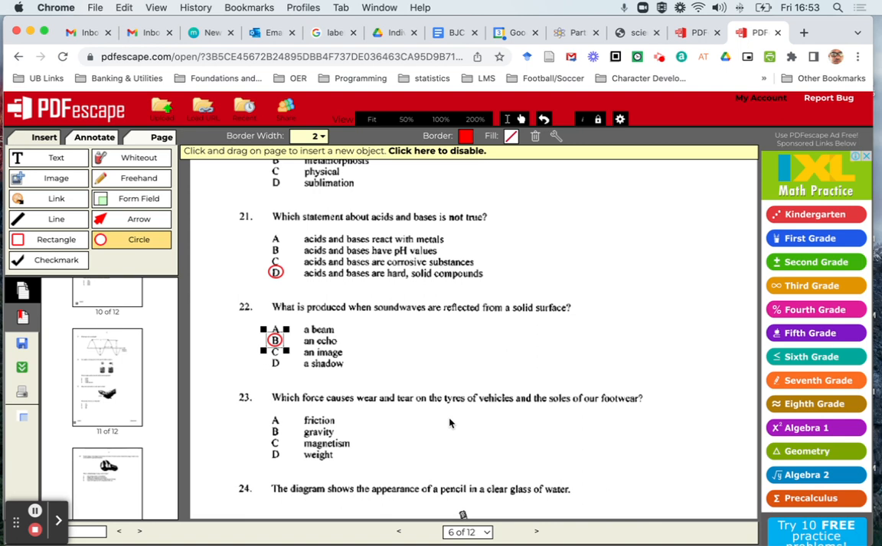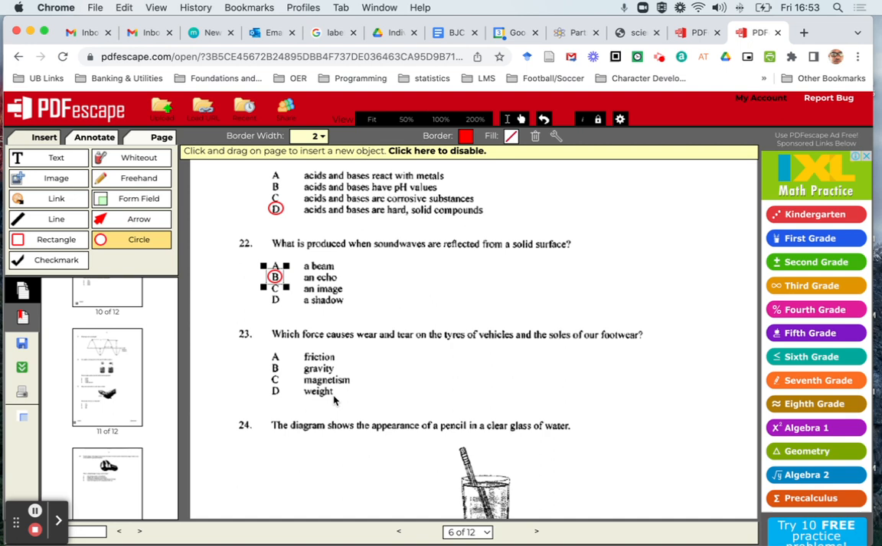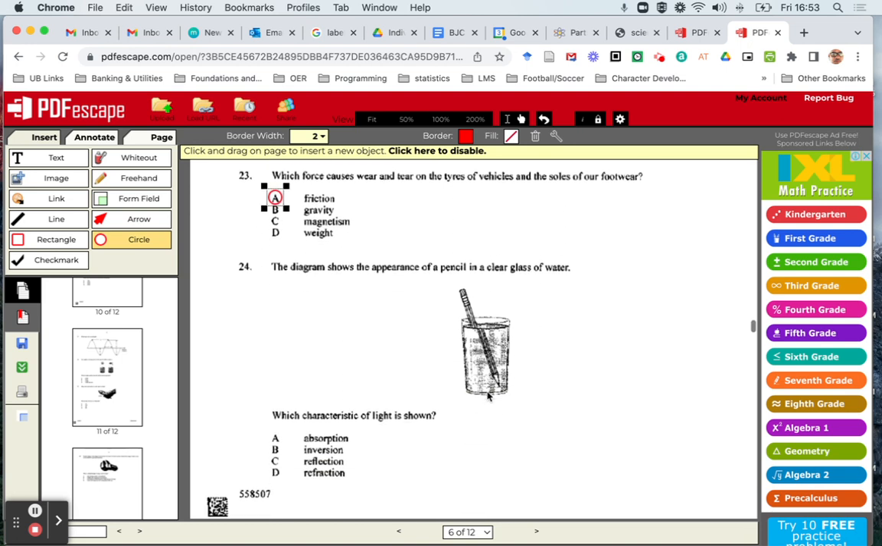Which force causes wear and tear on the tires of vehicles and the soles of our footwear? Well, let's check each of these. Friction, gravity, magnetism, and weight. Friction is the cause that wears down our shoes and tires.